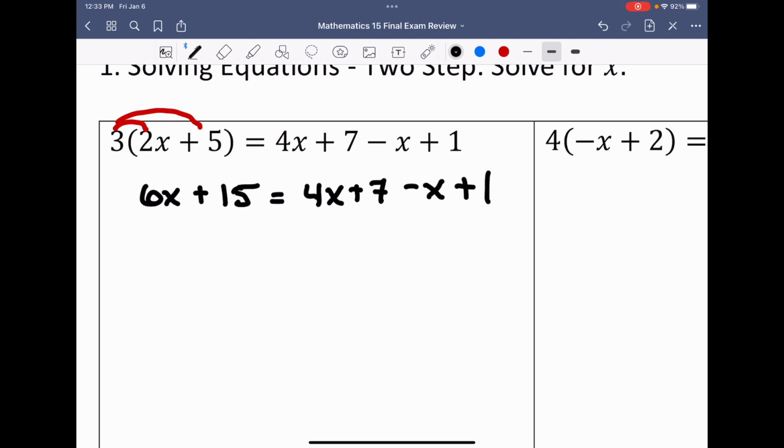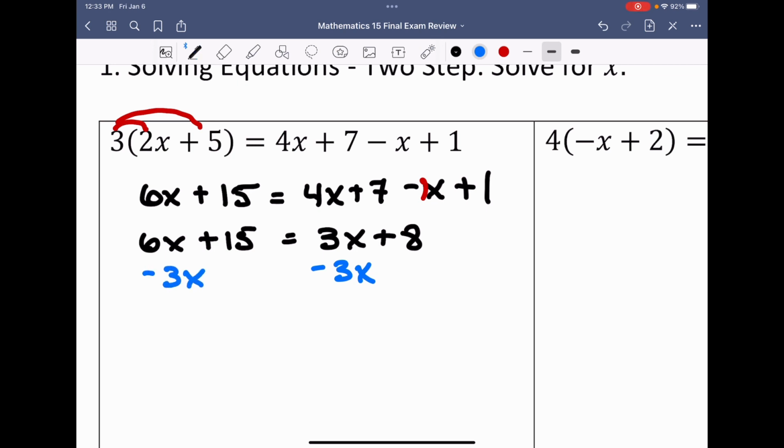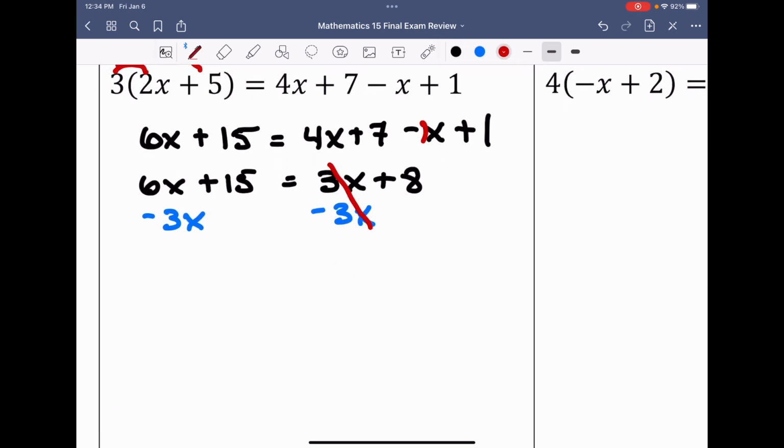Now, what we're going to do here is simplify our right-hand side because we see that there are terms that can come together on this right. So I'm going to rewrite 6x plus 15 is equal to 4x minus 1x, that's equal to 3x, and then 7 plus 1 is going to be equal to plus 8. Now, we want to isolate x on one side and all the numbers on the other. So what I'm going to do is subtract away the 3x. Minus 3x, minus 3x. That's going to cancel it from the right-hand side and then leave me with 6x minus 3x, which is 3x, plus 15, which is equal to 8.